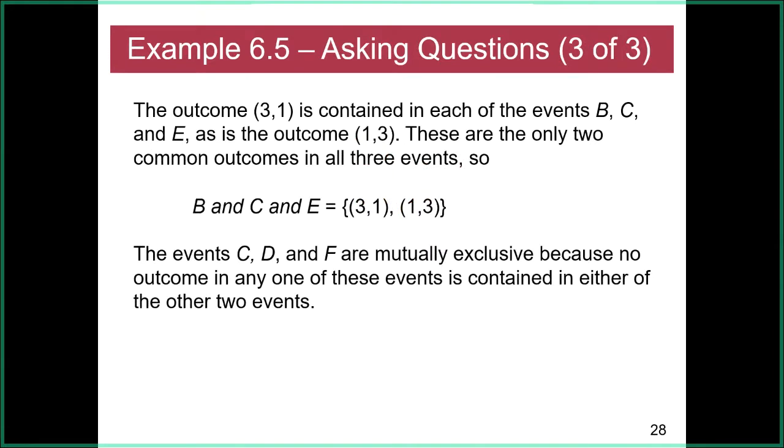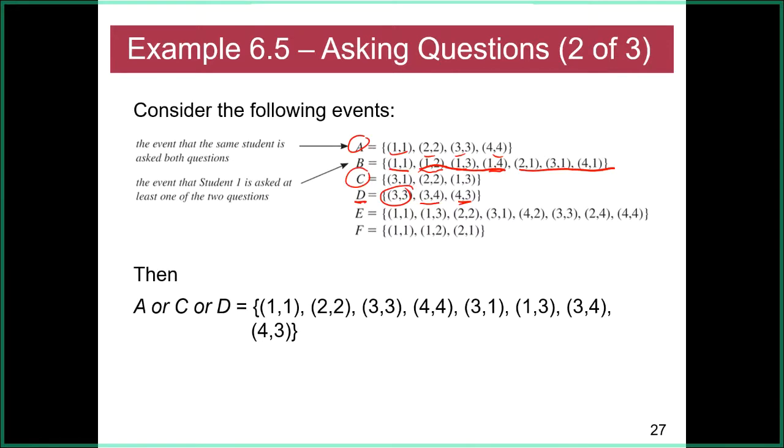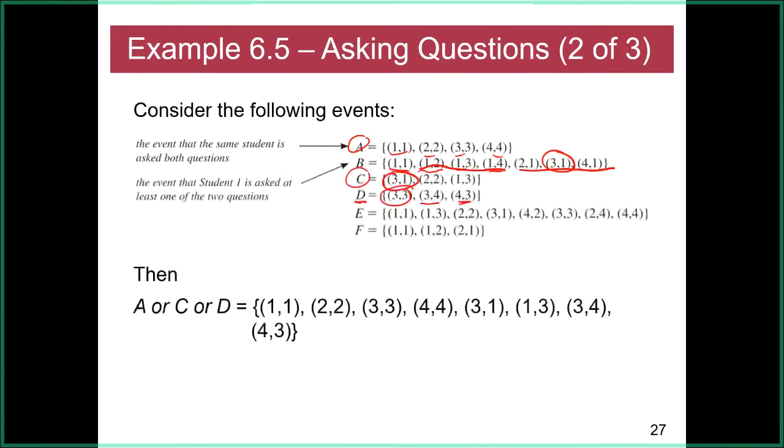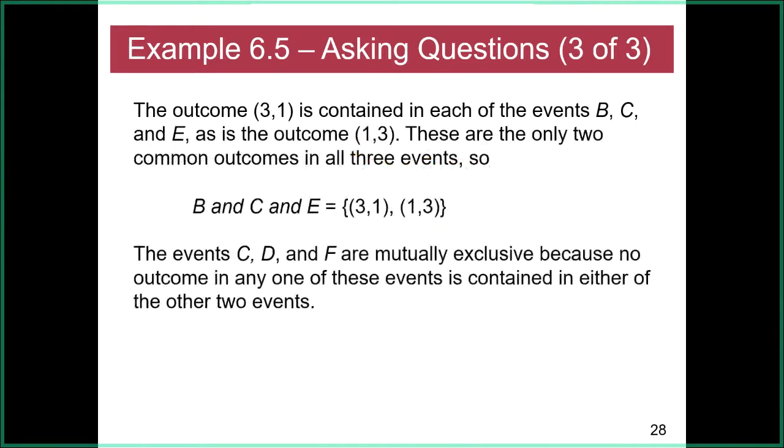So the outcome 3-1 is contained in each of events B and C. 3-1, 3-1. And there are only 2 common outcomes in all 3 events. E also has 1, 3, and 3, 1. So that is actually in all 3, B, C, and E.